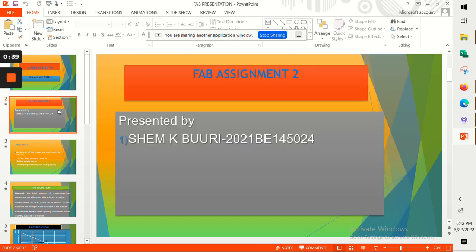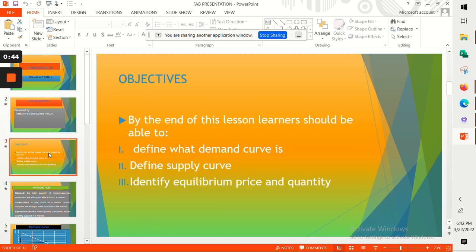So my name is Shem, and now we can look at the objective of our lesson today. By the end of the lesson, learners, we should be able to define what a demand curve is, define what a supply curve is, and number 3, identify equilibrium price and quantity. So those are the 3 objectives that we are going to meet today. We define what demand is, what supply is, and we familiarize ourselves with the equilibrium price and quantity.